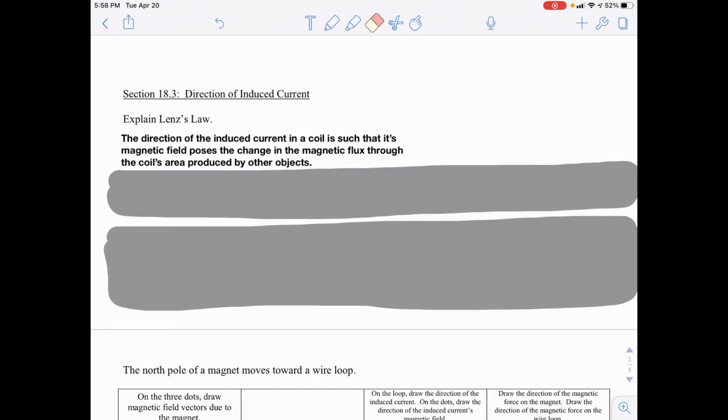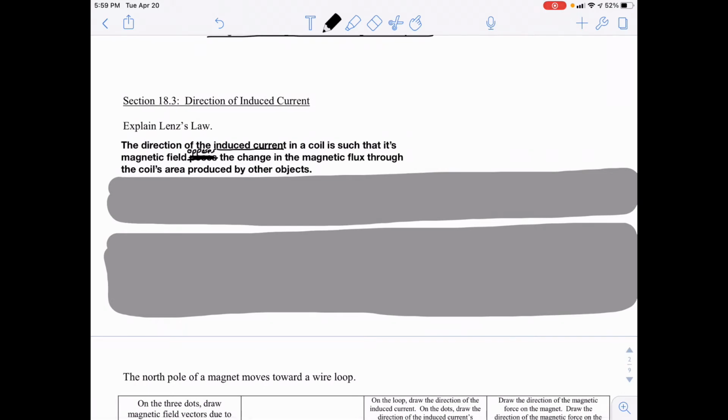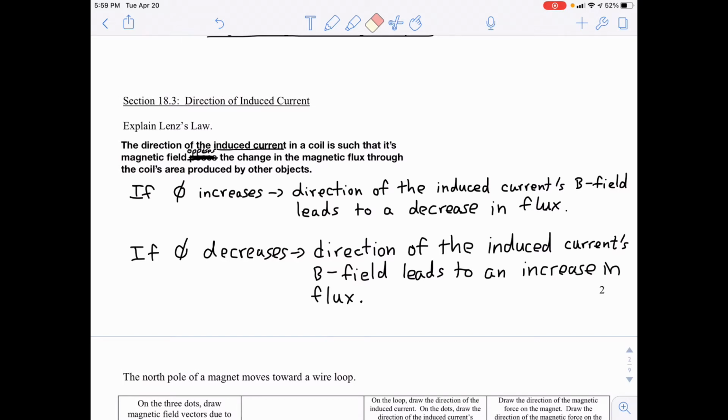Let's begin. Lenz's law is stated this way. The direction of an induced current is such that the magnetic field opposes the change in the magnetic flux through the coil's area produced by other objects. Now that's a very wordy description. Essentially, we can break it down like this. If flux increases, the direction of the induced current's B field leads to a decrease in flux. If flux decreases, the direction of the induced current's B field leads to an increase in flux.